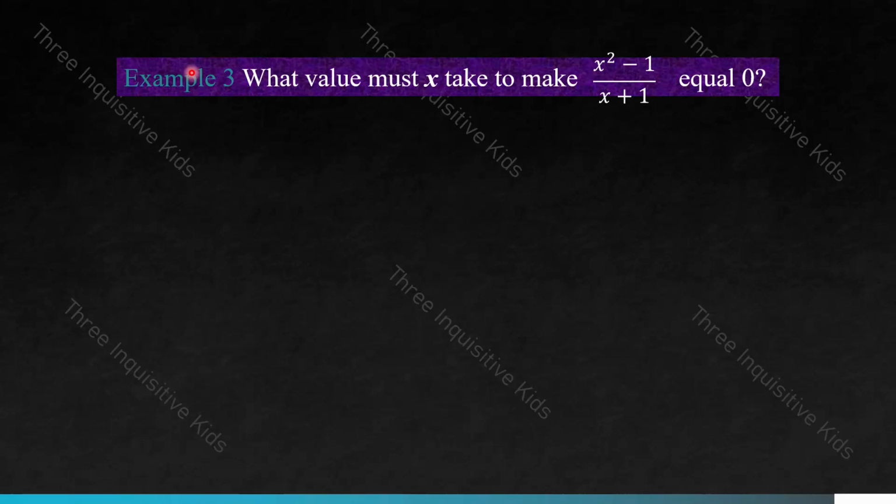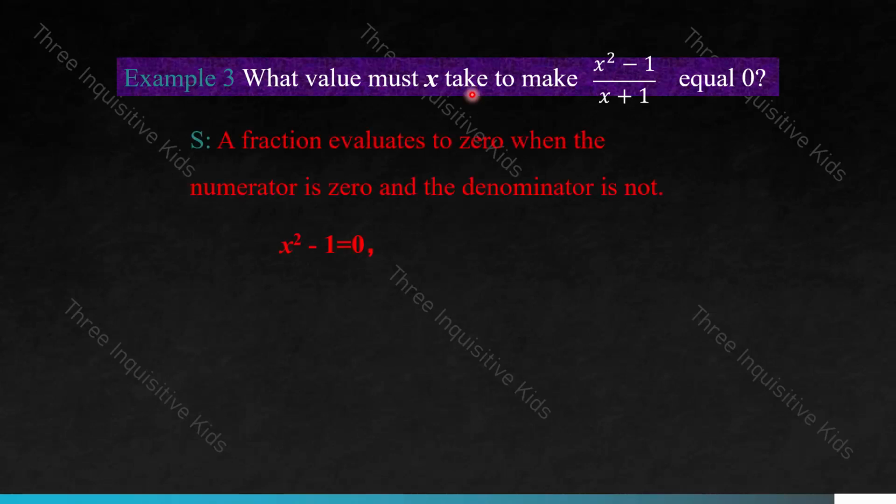Well, remember, in order to make a fractional expression equal to 0, the numerator must be equal to 0, while the denominator is not. So we want x squared minus 1 to equal 0, so therefore x can be equal to positive or negative 1. But there is a second step to this.